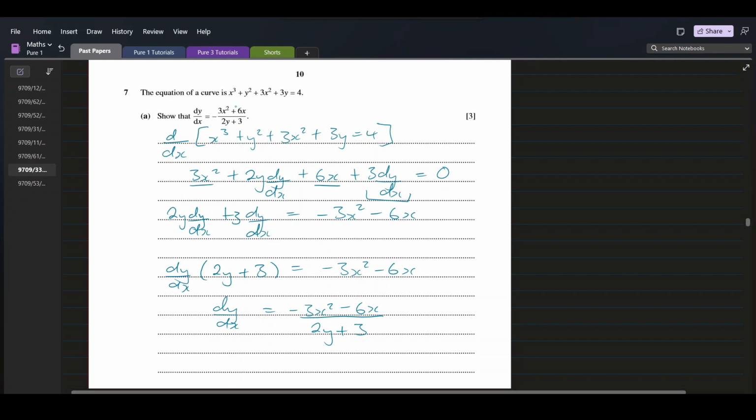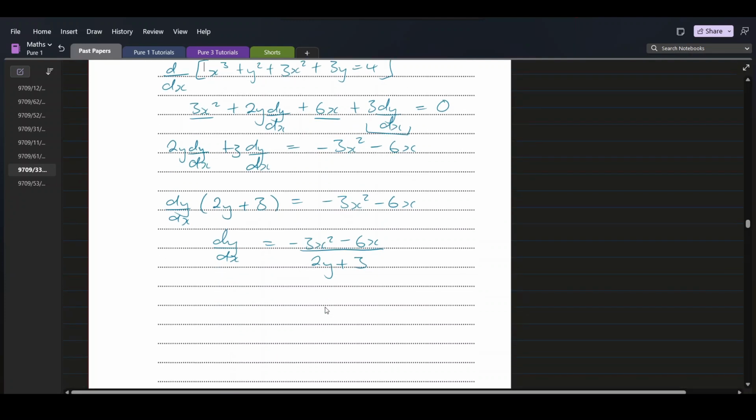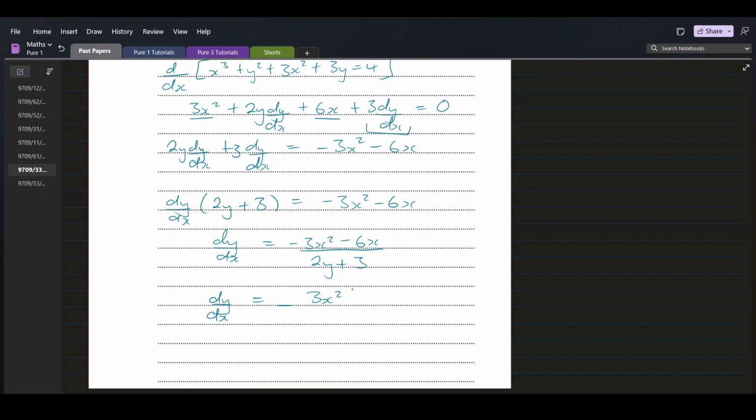And now notice how they have a negative sign in line with the fraction line. And to achieve that, we can factor out a negative sign in our numerator and bring that negative sign down to the fraction line. So that would be negative, and then our numerator now becomes 3x squared plus 6x, since we factored out a negative sign, and this is over 2y plus 3, and this would be the final answer.